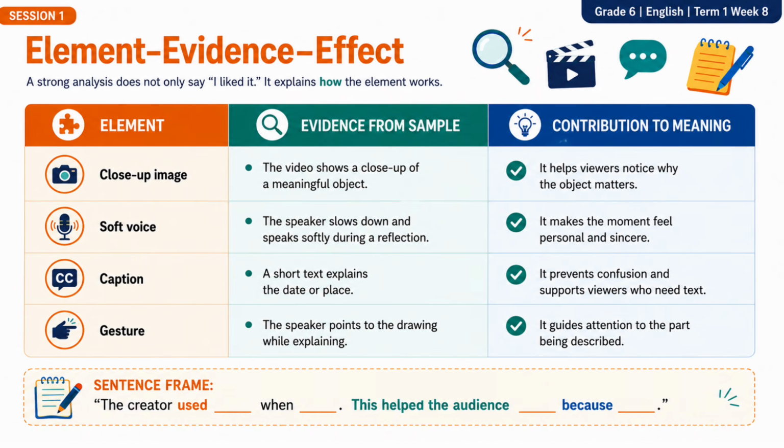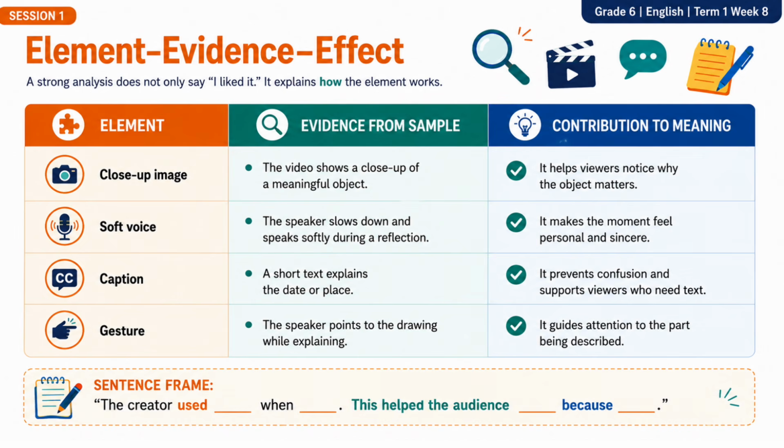Element, evidence, and effect. Now we come to one of the most important skills in today's lesson: element, evidence, effect. When we analyze a video, saying, "I liked it," is not enough. We need to explain why a particular choice is important. First, identify the element. For example, the element might be a close-up image, a soft voice, a caption, or a gesture. Second, give evidence. Point to a specific part of the video that shows this element.